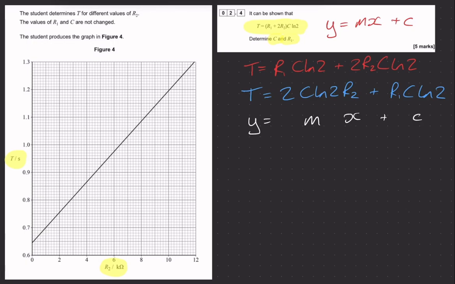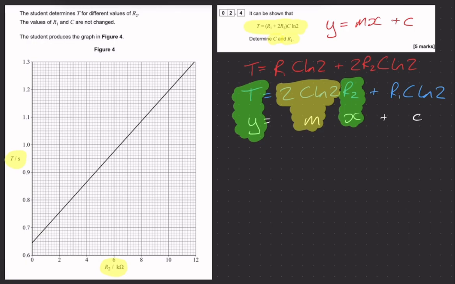And I can now compare those two equations and match up the components. So we can see that we have plotted t on the y-axis, and that lines up nicely there. And we've plotted r2 on the x-axis, and that lines up nicely there. This means that the gradient will be equal to the rest of this term here, that is 2c log 2, and the y-intercept will be equal to r1 c log 2. So that gives us somewhere to start now.